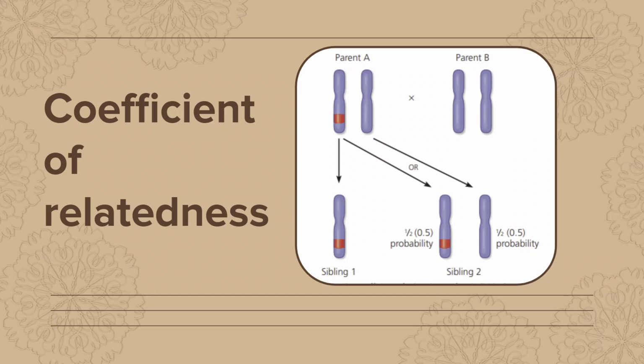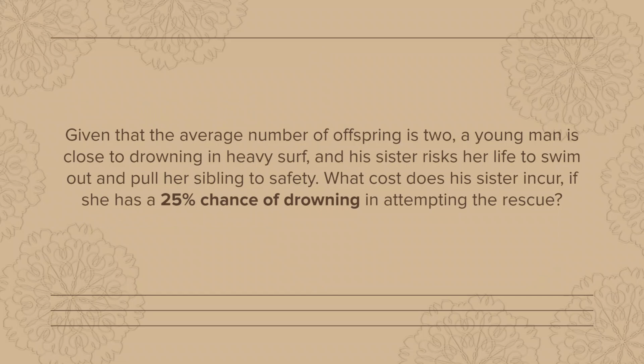So I hope you understand how coefficient of relatedness works because we're going to need it to solve some Hamiltonian problems. So let's take a look at this first problem. According to Hamilton's law, given that the average number of offspring is 2, which will come into importance, a young man is close to drowning in the heavy surf, and his sister risks her life to swim out and pull her sibling to safety. What cost does his sister incur if she had a 25% chance of drowning in attempting the rescue?